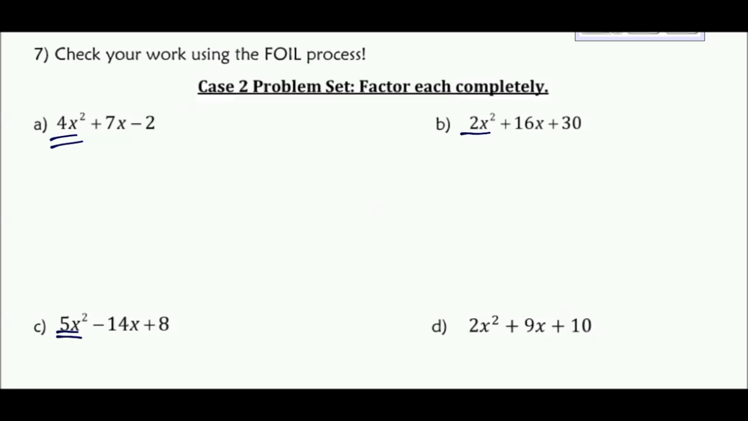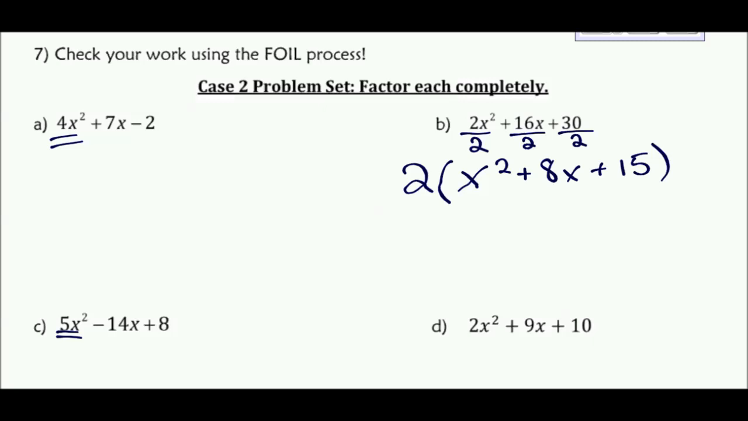2. I'm going to divide those by 2 right away. Divide that by 2, divide that by 2, divide that by 2. The 2 comes to the outside, and dividing each of those by 2, that becomes 8x, that becomes 15. Now the leading coefficient is 1, and we're able to factor that much easier.